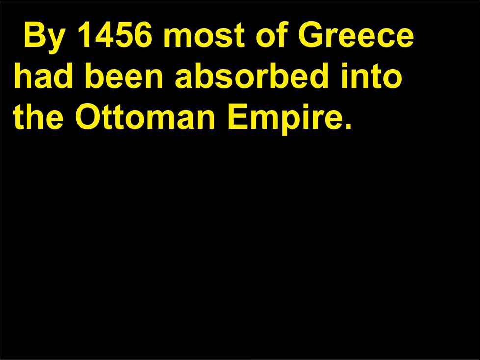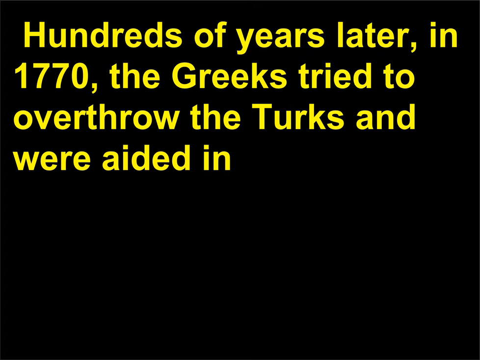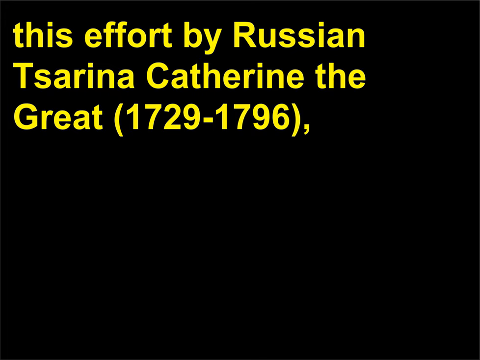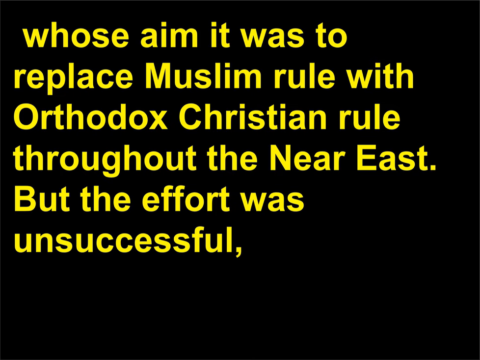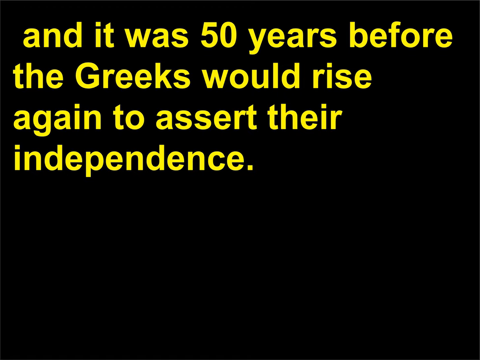Hundreds of years later, in 1770, the Greeks tried to overthrow the Turks and were aided in this effort by Russian Tsarina Catherine the Great, 1729-1796, whose aim it was to replace Muslim rule with Orthodox Christian rule throughout the Near East. But the effort was unsuccessful, and it was 50 years before the Greeks would rise again to assert their independence.